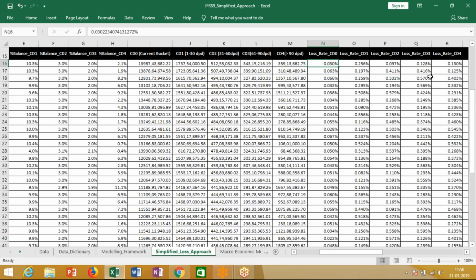Right, so let's go into this next part. Are you clear about these loss rates? With the outstanding balances in the raw data, we also had information on the monthly loss. So out of that balance, how much has gone into loss? If I divide that loss balance by this current bucket balance, what I'll get is my loss rate for CD0.